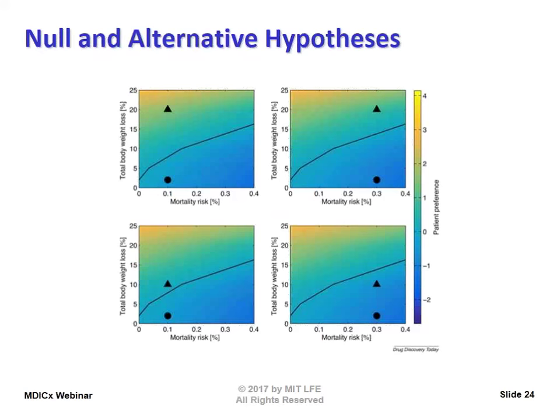The black contour line that divides each one of these subplots into 2 regions indicates different combinations of mortality risk and total body weight loss that have the same preference score as our control treatment, which in this case is diet and exercise. So any device that falls above this black line would be preferred to the control treatment, and any device that falls below the black line would be less preferred.